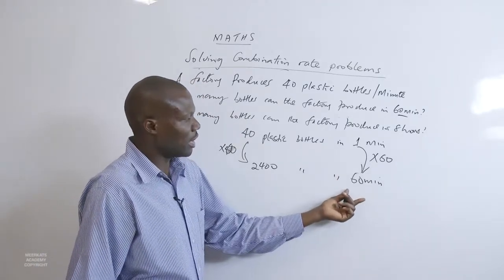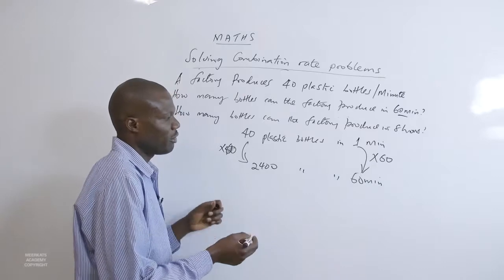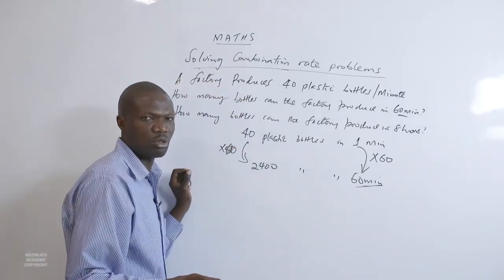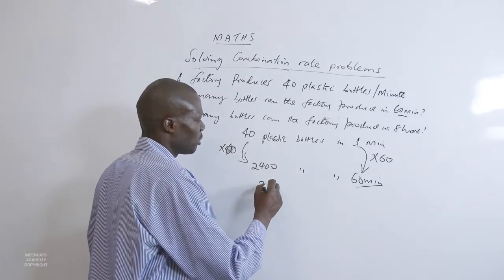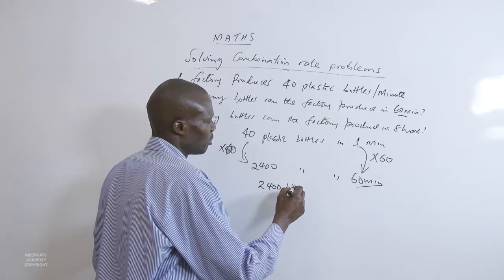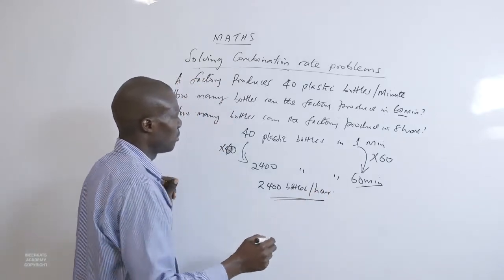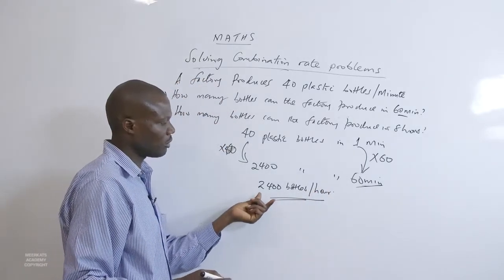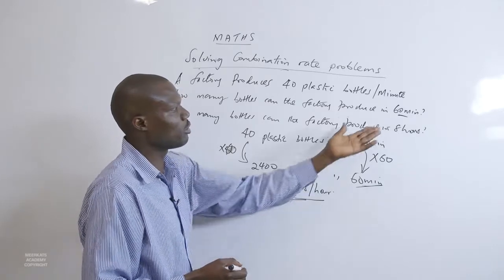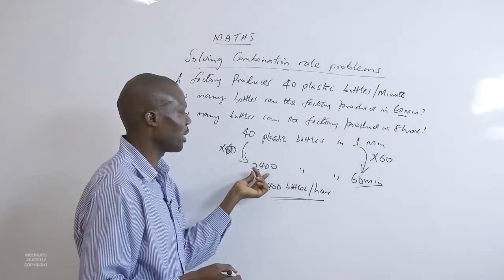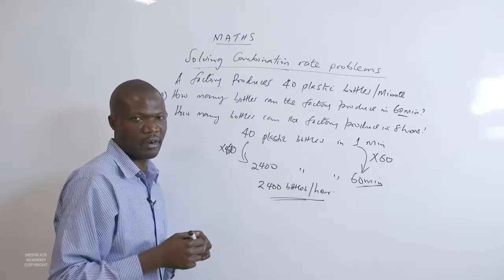Because, as I told you earlier on, we are conversant with the conversion of units, there's no need for us to maintain 60 minutes because we know what it means. So we simply change this and say that this one is equivalent to 2,400 bottles per hour. Right? 2,400 bottles per hour. That is the rate per hour. But if we were talking about minutes, we would only say 2,400 bottles in 60 minutes. But per hour, this is our rate.